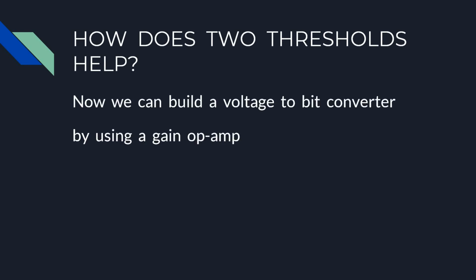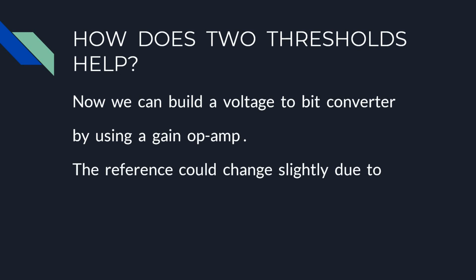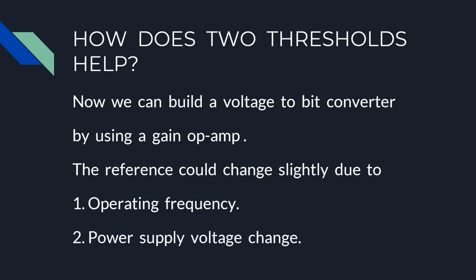Now we can build a voltage to bit converter by using a gain op amp and a reference voltage somewhere in the forbidden zone to decide whether the given voltage is above or below the threshold voltage. The reference voltage need not be super accurate. It could be generated with, say, a voltage divider built from low cost, 10% accurate resistors. The reference could change slightly due to operating frequency or power supply voltage changes.